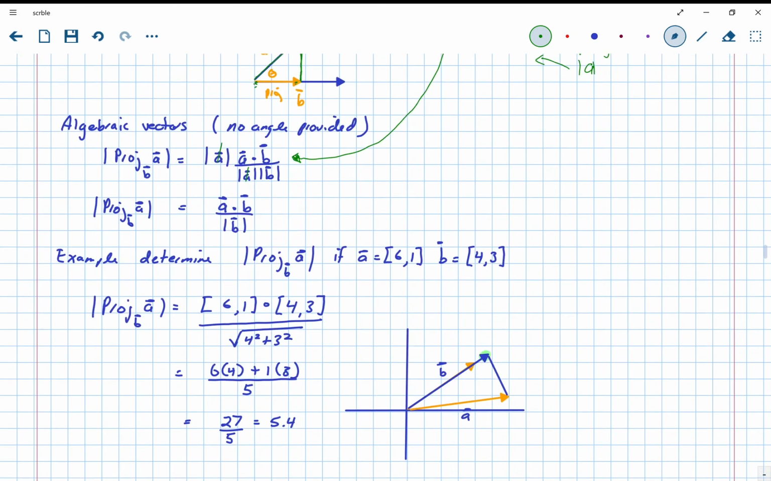Example: determine the magnitude of the projection of A onto B. Again, it's A dot B divided by the magnitude of B. That's 6 times 4 plus 1 times 3 over the square root of 25, which is 27 over 5, or you can put it as 5.4 if you'd like. I just drew a diagram to show you what it looks like.